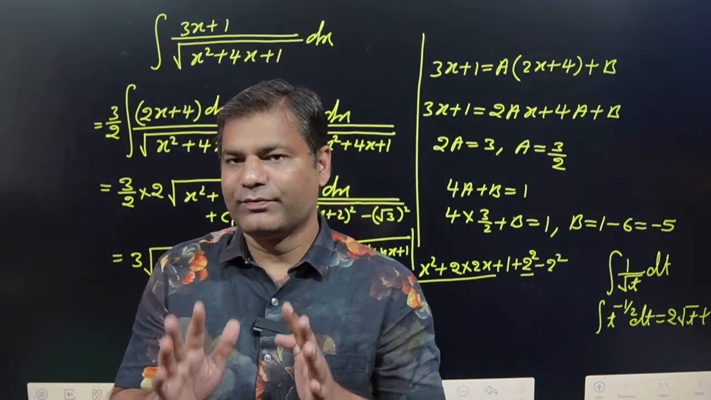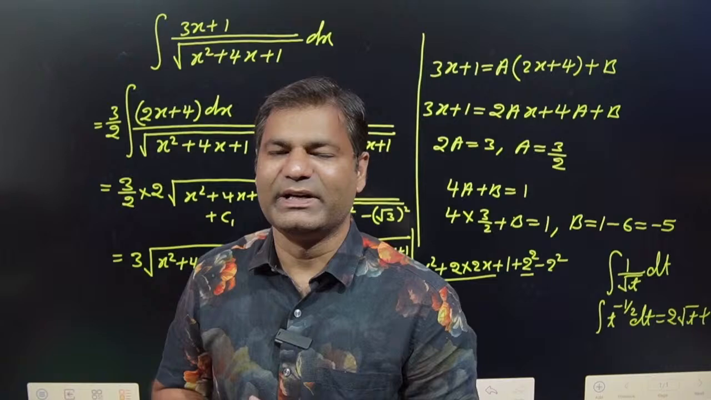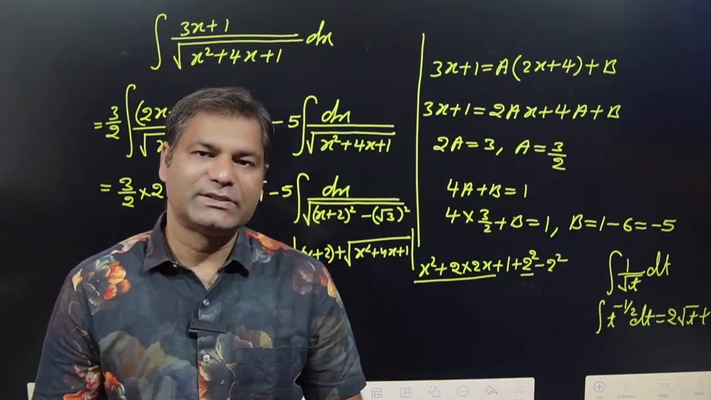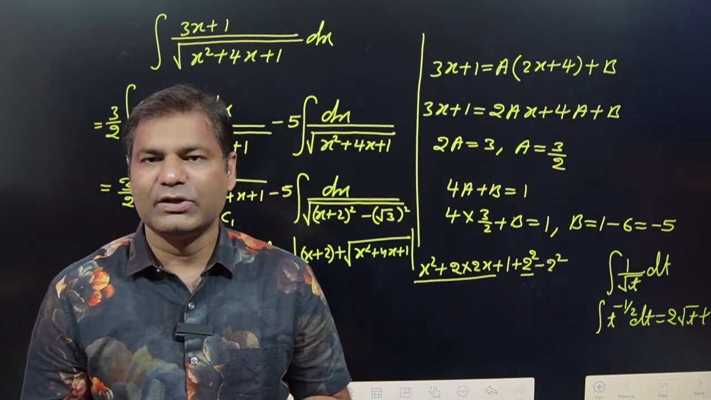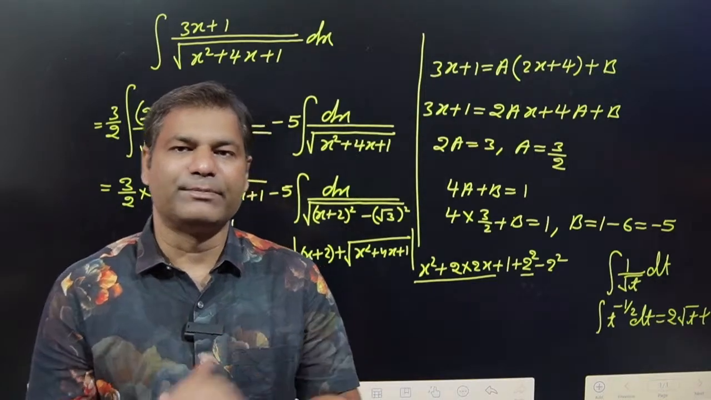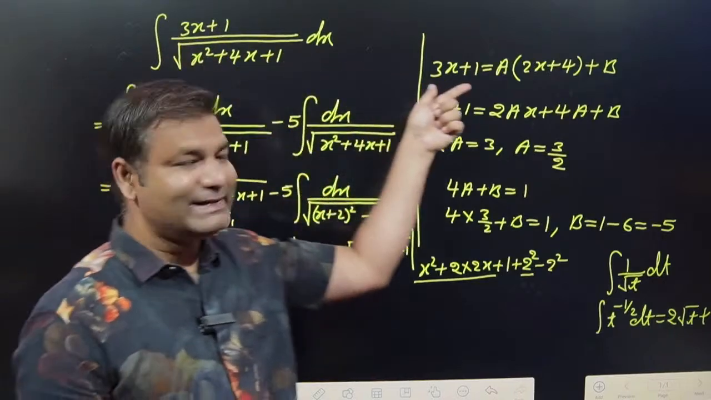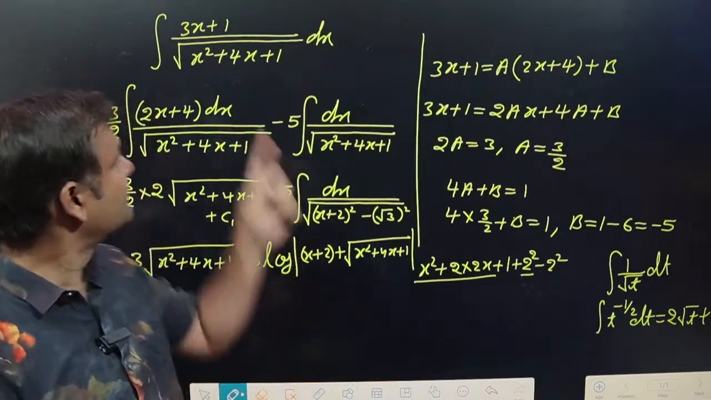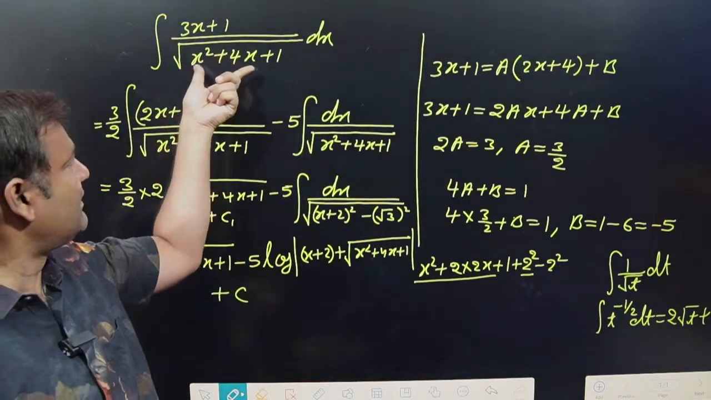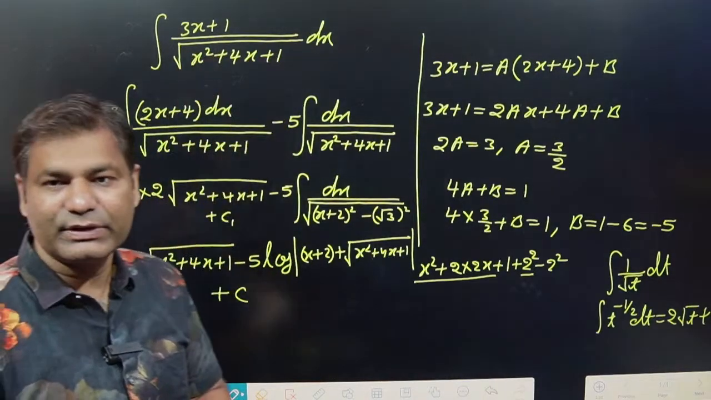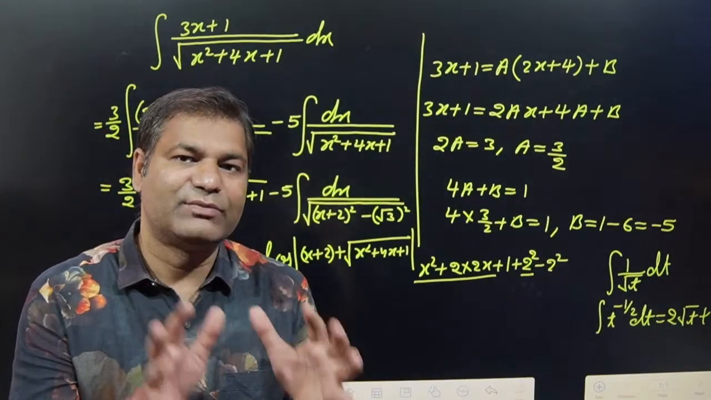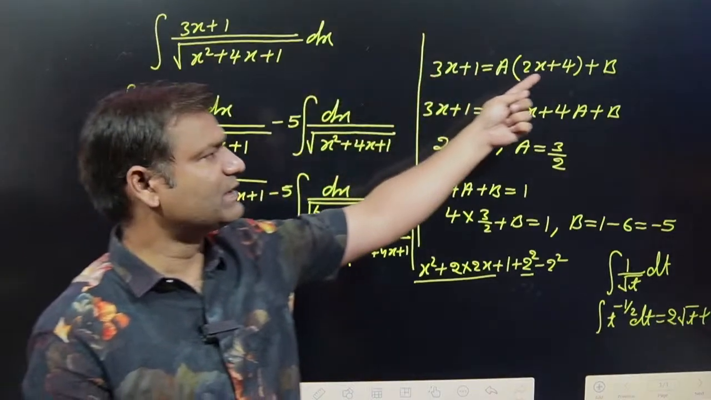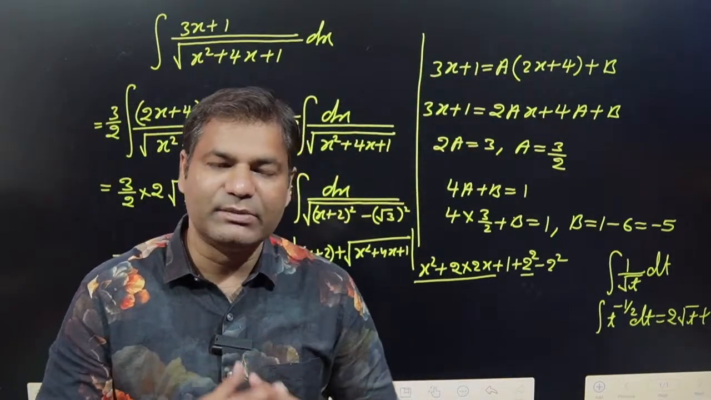So how can we do this type of problem? Very simple. First of all, the numerator is simply 3x plus 1. In the denominator, under root x square plus 4x plus 1 is given. Look here. That is written as a into the differentiation of the denominator, basically the differentiation of the quadratic in the denominator. So we differentiate this one, we get 2x plus 4, plus a new constant b adding.